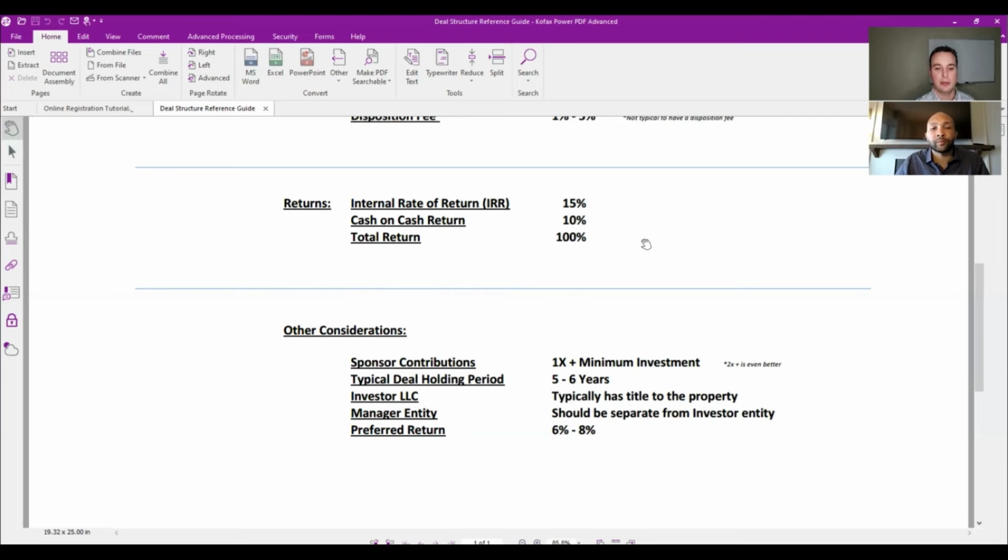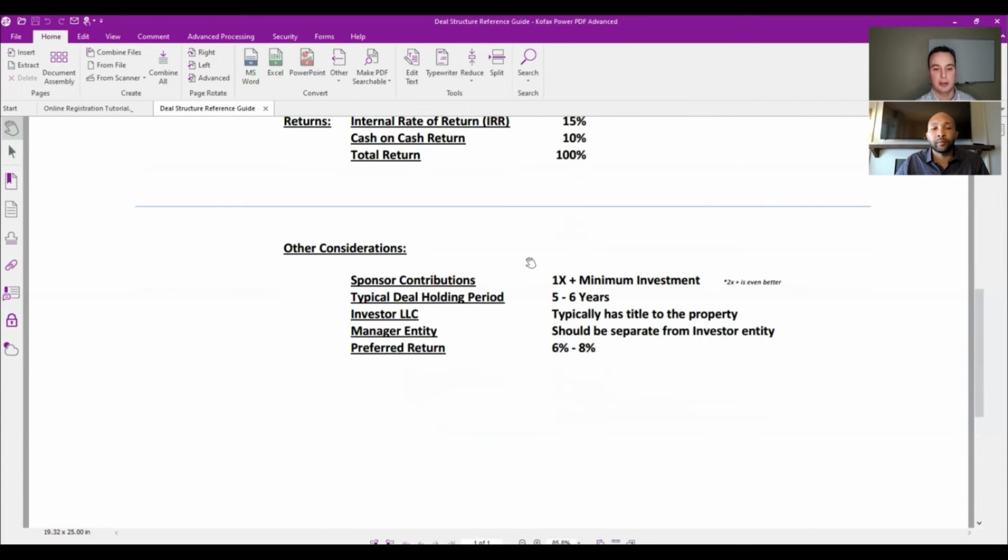Cash on cash return, you'd want to look for a 10% rate, and then total return, right, which is really your total return on investment for the money you're putting in. You want essentially 100%, or doubling your money. And then just some other considerations, right?